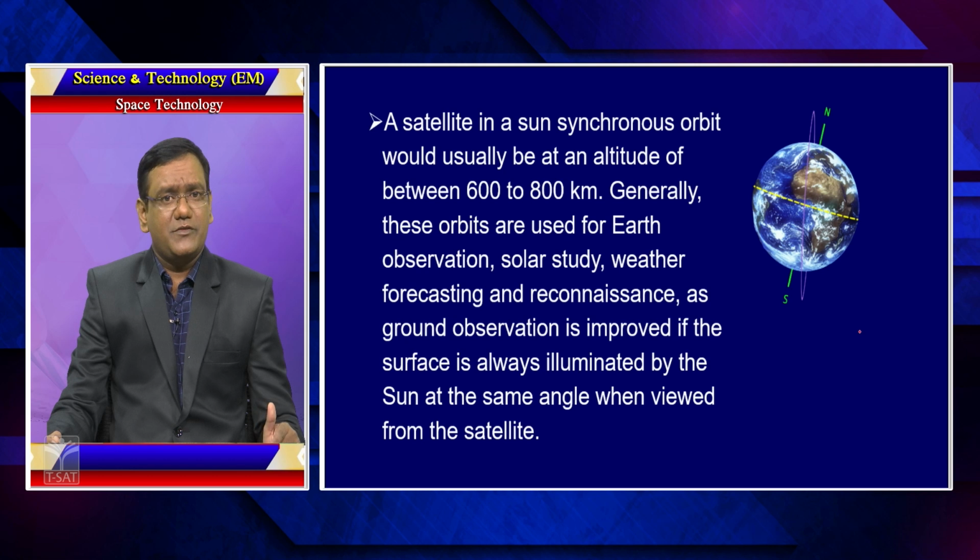It is not only observation of the Earth, but also forecasting the weather and reconnaissance. Reconnaissance means, for example, if we want to observe terrorist activities on the border of India and Pakistan, we will be using these polar satellites or Sun-synchronous satellites. Because we want to observe a particular place at a particular time every day, that is the reason why we use these polar satellites for reconnaissance.